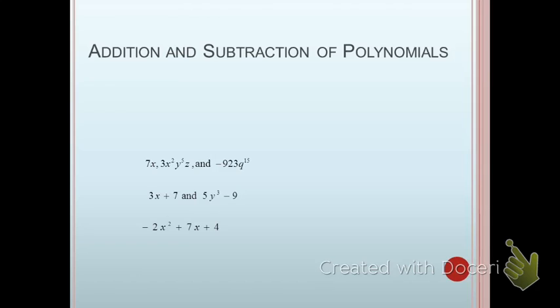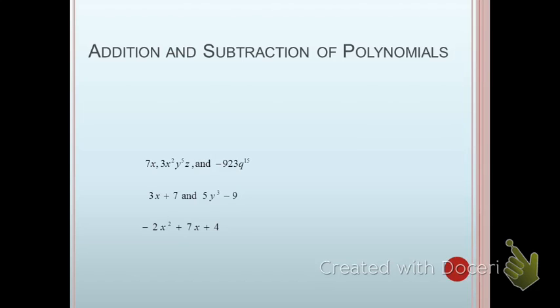On the second line are two examples of binomials. A binomial has two terms. On the third line, we are given a polynomial that has three terms, and we can call that a trinomial. Notice in this example, we could say that this trinomial is written in descending order.